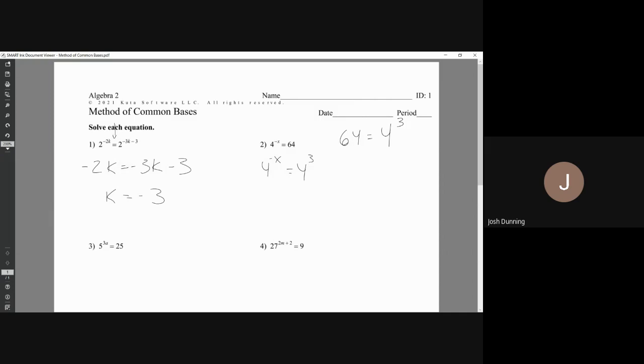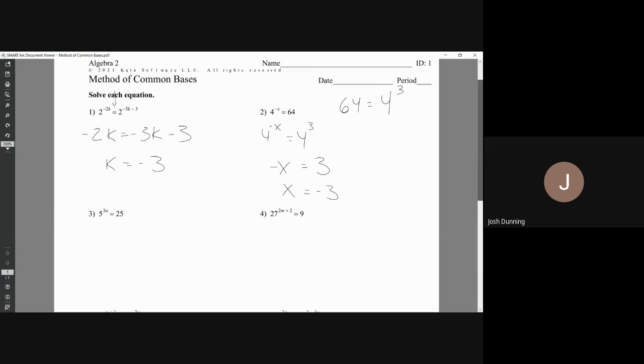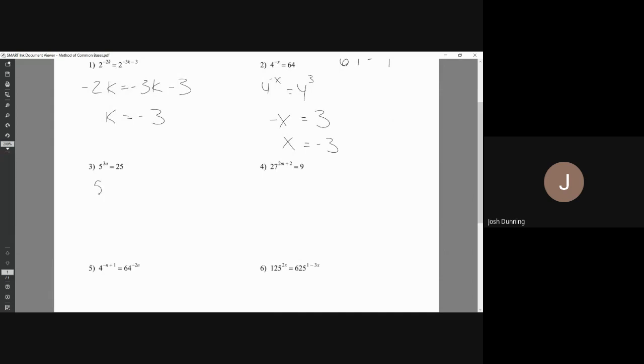64 is 4 to the third power. Now we have equal bases, so now our exponents must be equal in order for everything to be equal. If negative x is 3, x is negative 3. So 3 is another pretty easy example here. They don't match, so I got to drop one of them down to the other. That's the easiest way to do it. 5 squared is 25. Hey, now my bases are equal, so the exponents are equal.